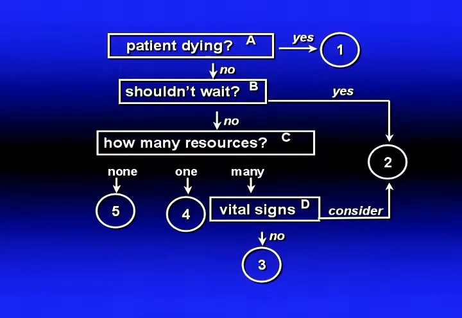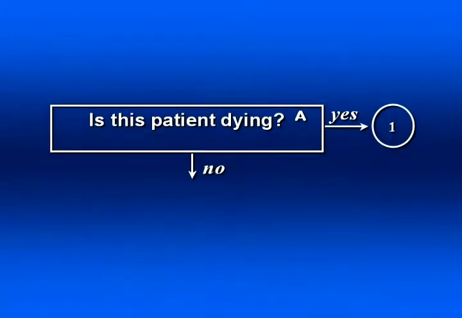To understand how ESI works, it is important to first look at the conceptual model of the algorithm. You will notice 4 decision points: A, B, C, and D. To use the algorithm, the triage nurse always starts with decision point A. Is this patient dying? If the answer is yes, the patient meets ESI Level 1 criteria. If the answer is no, the nurse moves on to decision point B. But let's look closely at decision point A.